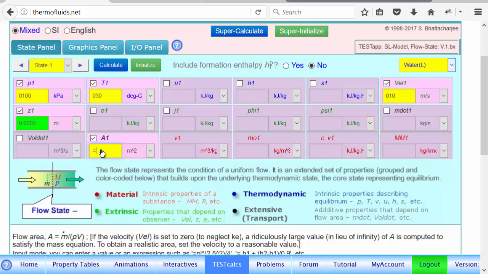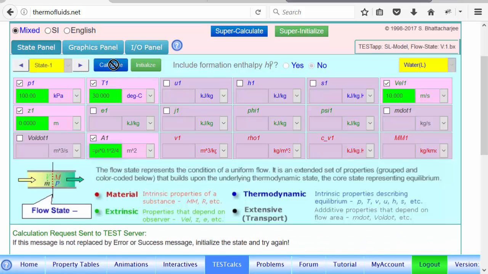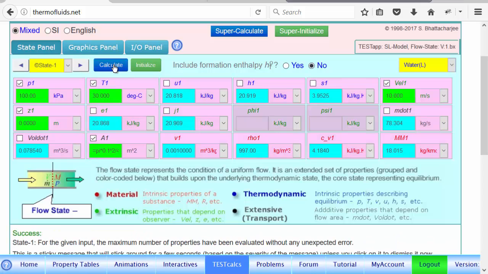We can say equals pi times diameter, which is 0.1 meter, to the power 2, divided by 4. Whenever you enter an equation, it must be in SI units, unfortunately. So that's our area. And if we calculate, I think that's all the information that is given. So a lot of other variables are found.